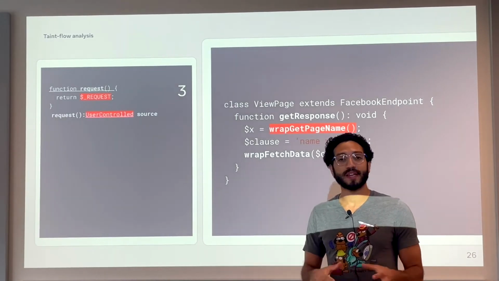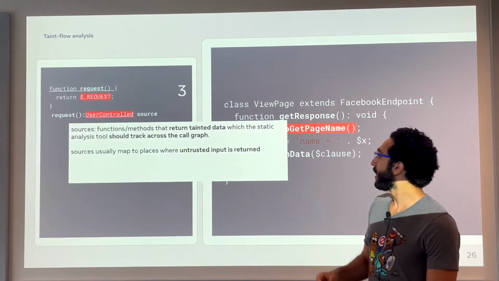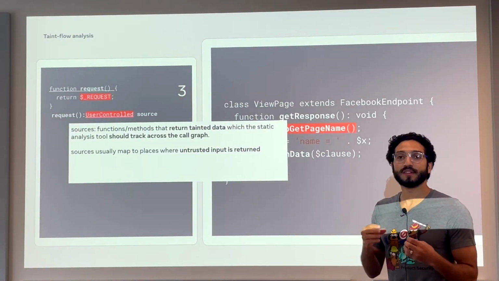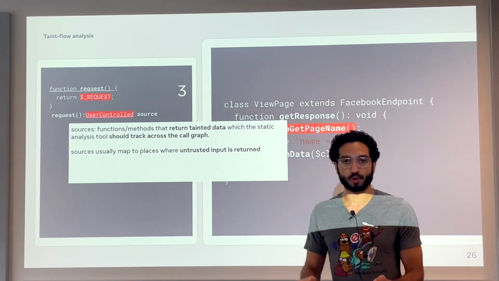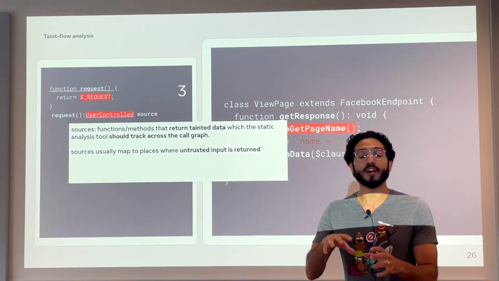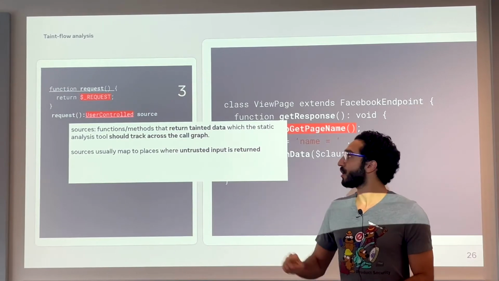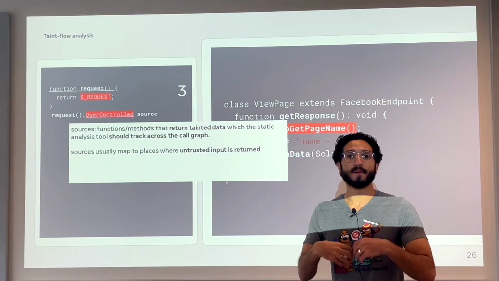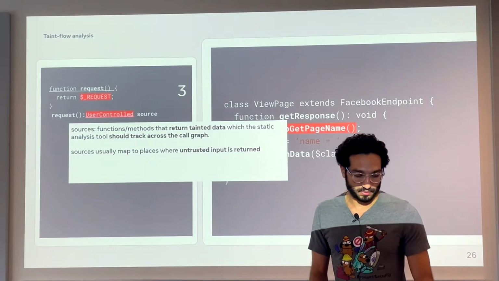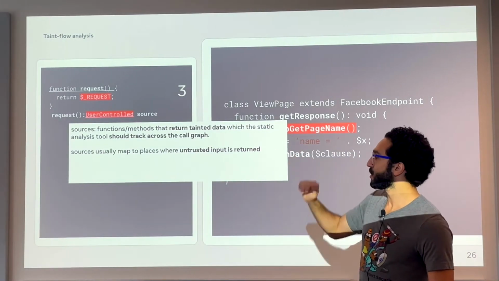source. So what is a source? A source is a function or a method that returns tainted data, or data that the taint flow analysis tool wants to track across the call graph. The taint flow analysis tool wants to see where this data is going. Here we're marking the return of this request as a user-controlled source. This is the initial configuration that we give the tool. So the tool knows that, okay, this is returning a user-controlled source.